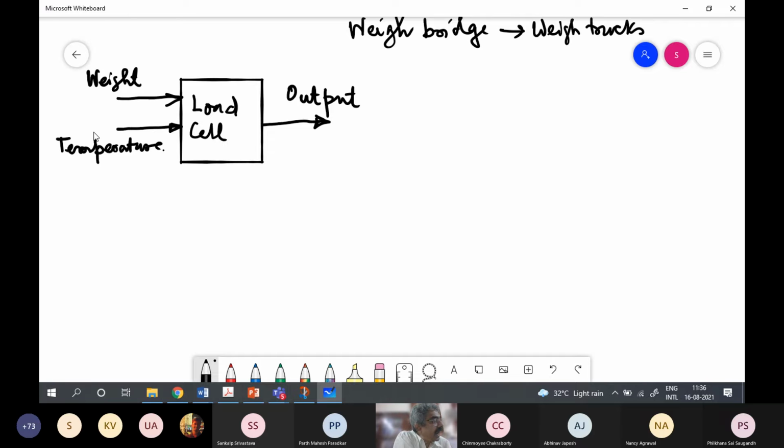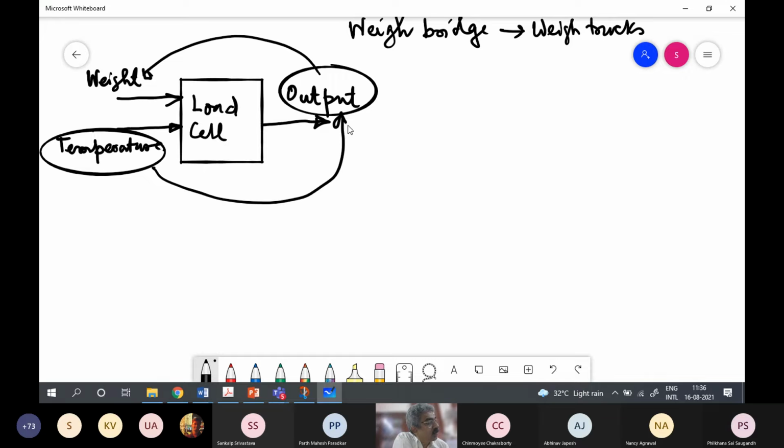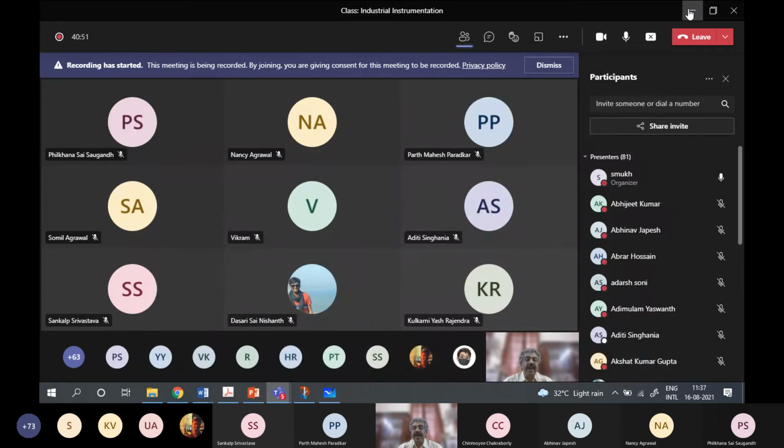So you see that we want the output to be affected by only the weight, but there are other undesirable quantities which also affect the output. So this is a fundamental fact of instrumentation. Because in instrumentation, remember, why we are thinking of these things is because we want to split hair. That's our job. If you are designing or interpreting, we want to know whether it's a 2% error, 3% error, 5% error, whatever it is. So we want to split hair, and we are splitting hair, right?